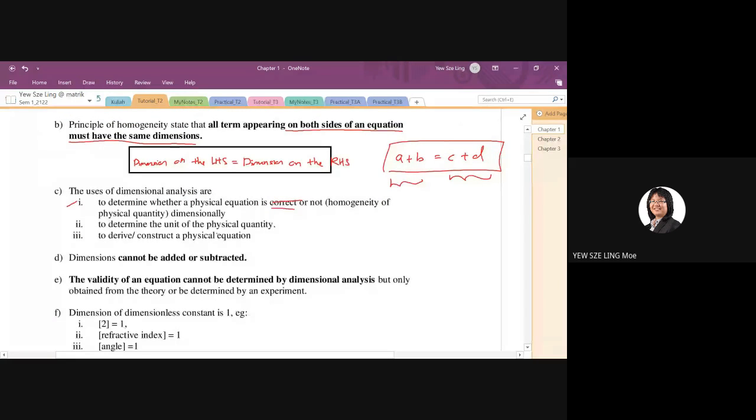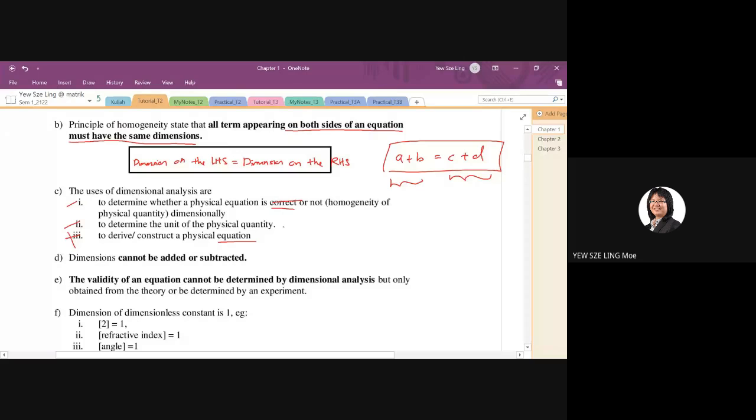To determine the unit of a physical quantity, this one we just tried. We can use it to determine the unit of a physical quantity, and then to derive or construct a physical equation. The last one, you just have to know its function, it is no longer in your syllabus. Last time we used to have a type of question where the question gives a situation, then you construct an equation based on the situation given, but it's no longer in your syllabus. So we are not going to look at number 3 in our class.